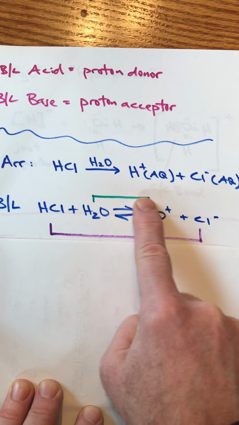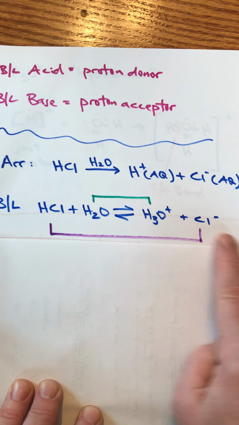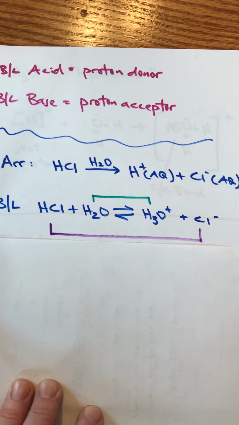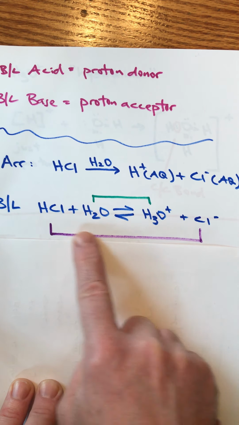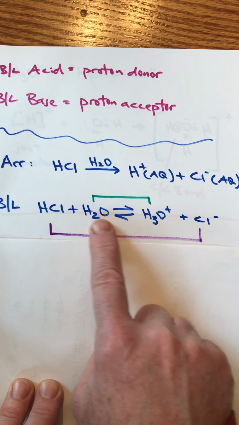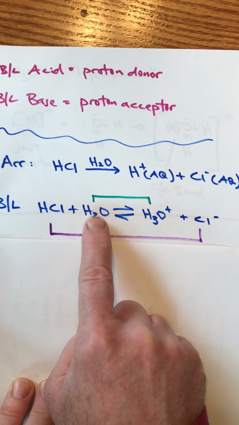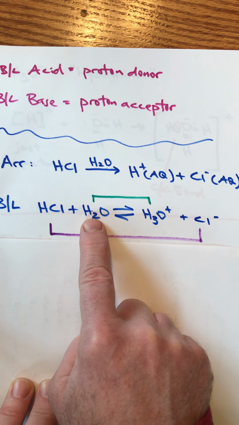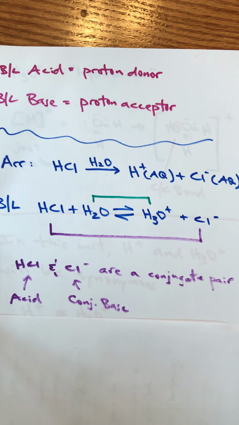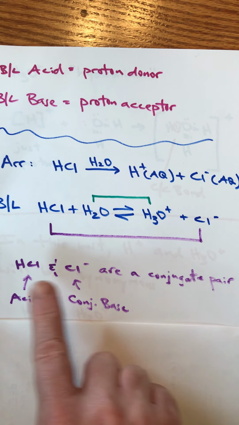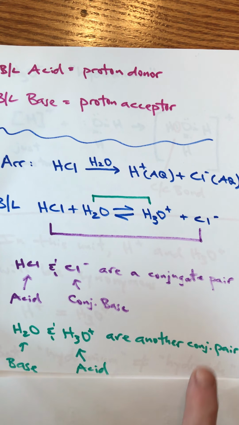The H2O differs from the H3O positive only by that one proton. The HCl differs from the Cl minus by that same proton. The HCl has one more proton than the Cl minus. This is described as an acid, and this is its conjugate base. H2O differs from H3O positive by that one proton. This is the base. In order for H2O to turn into H3O, it has to accept that proton. This is the base. Here's its conjugate acid. So HCl and Cl minus are a conjugate pair. H2O and H3O positive are another conjugate pair.